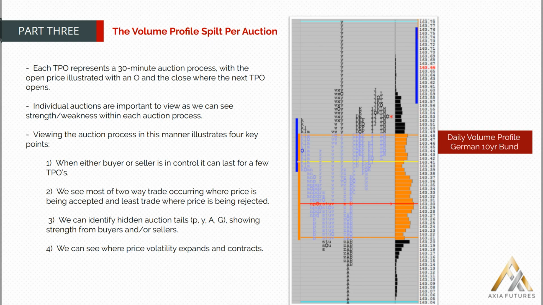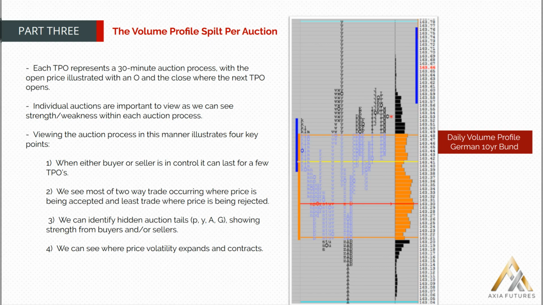So now that we've seen the volume profile as an entire distribution, I'm now going to show you how we can open up the profile and view each single auction within the day's distribution. So what we're going to do is split the profile per auction. Again, later on I will show you how you can set up your profiles, how you can manage your profiles, adjust them according to how you want to view them, and utilize them in such a manner that you can get highly effective information out of them.